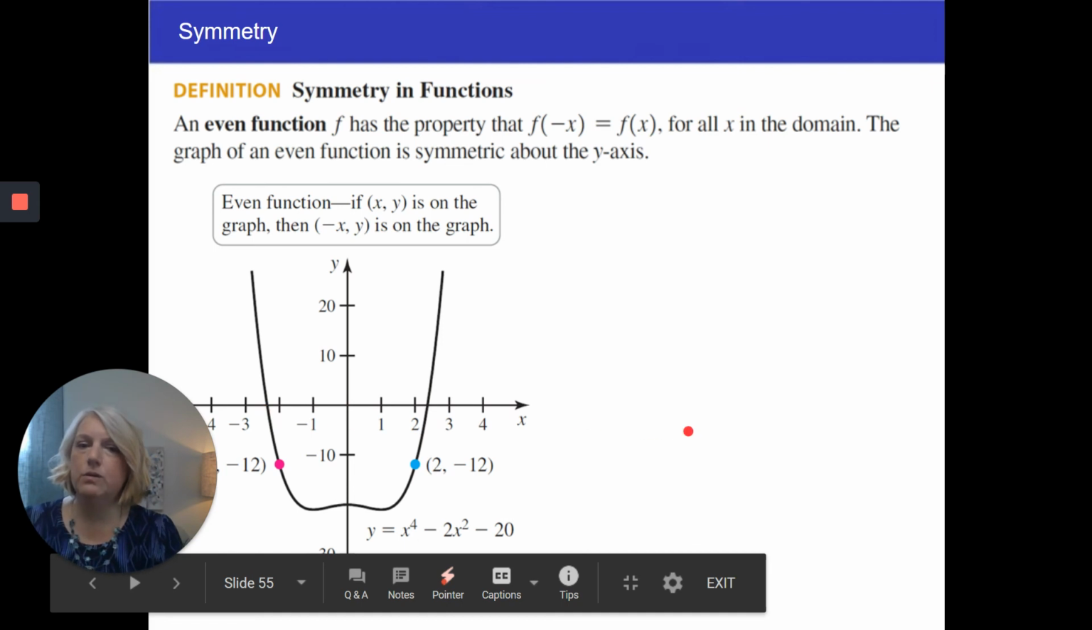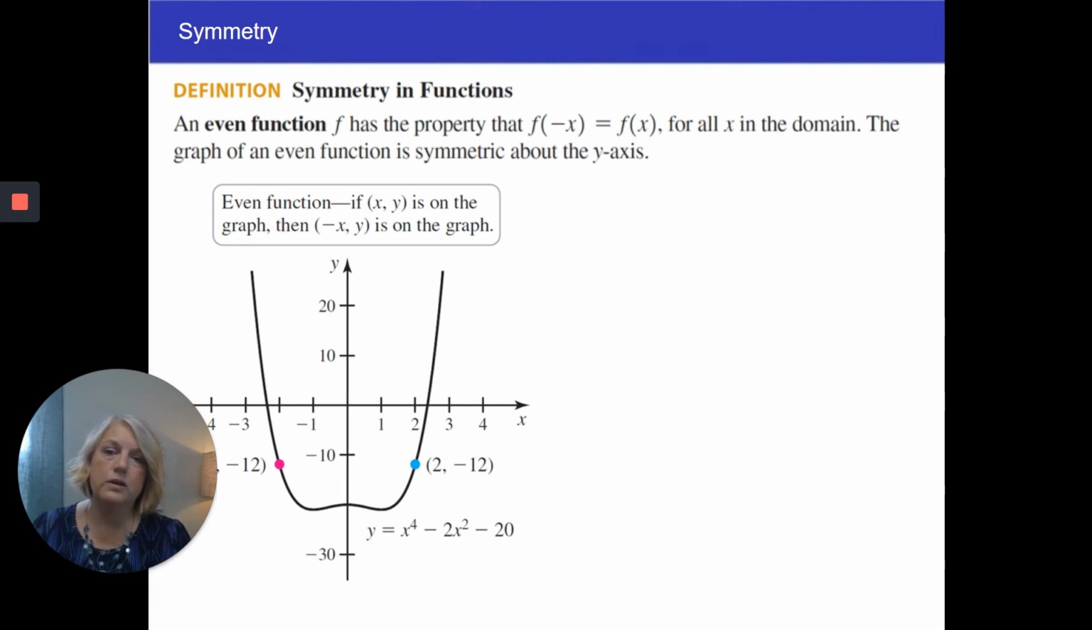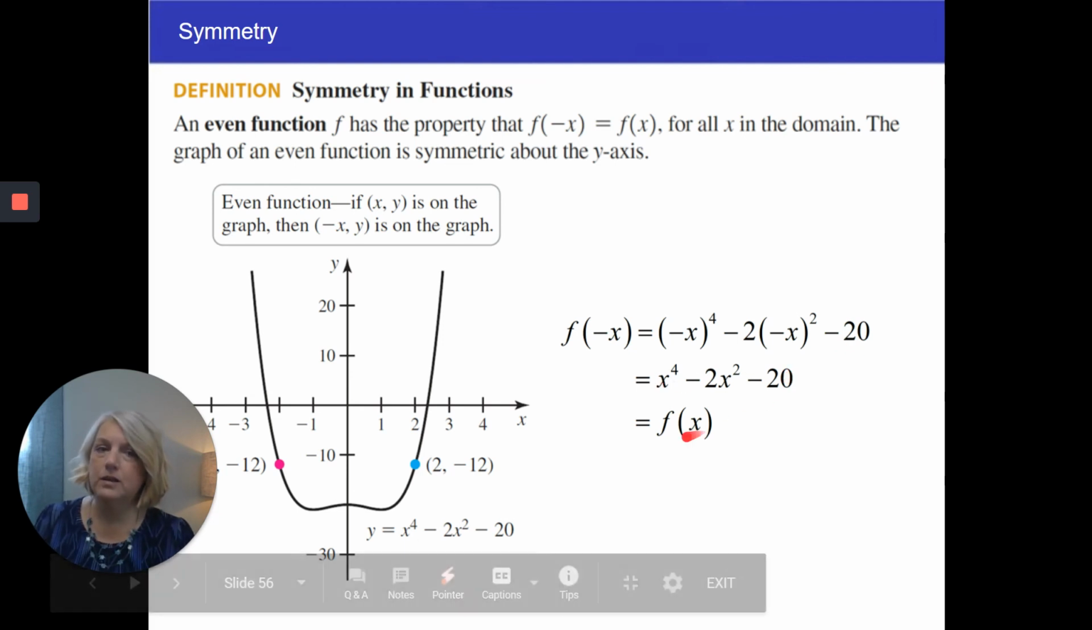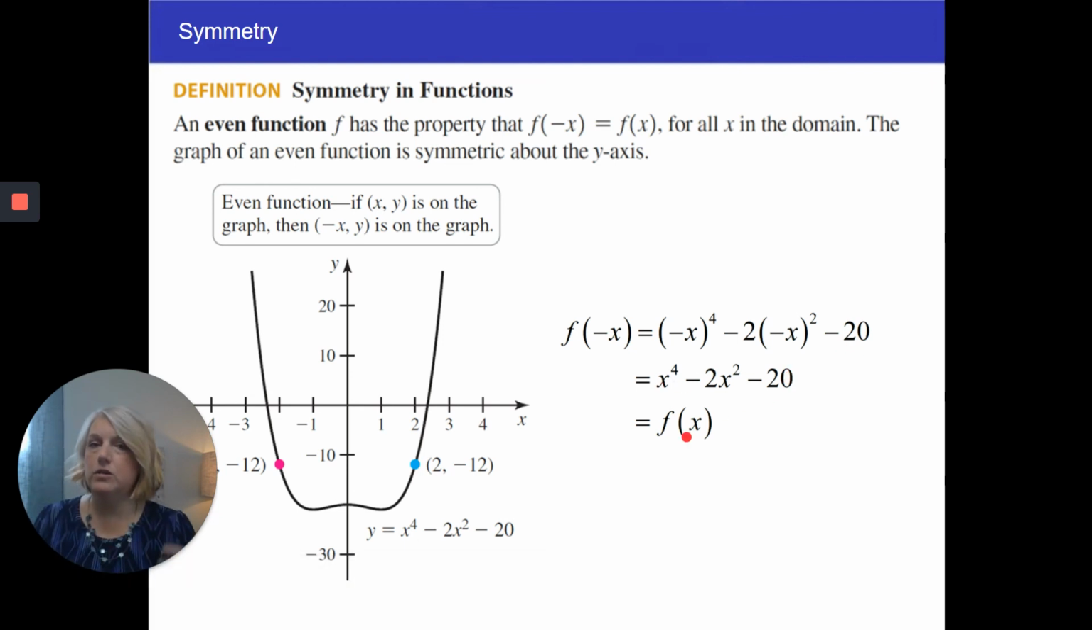Now, the test that we would run: how do you prove algebraically that a formula has even symmetry? You plug in negative x. You take your function formula, plug in negative x, and simplify. If what you get after you simplify is the original function, then you get to conclude that the function has even symmetry, and that's what you expect to see on the graph.